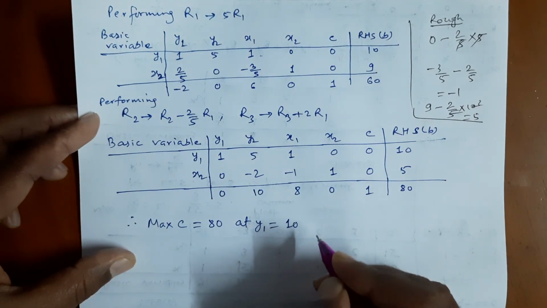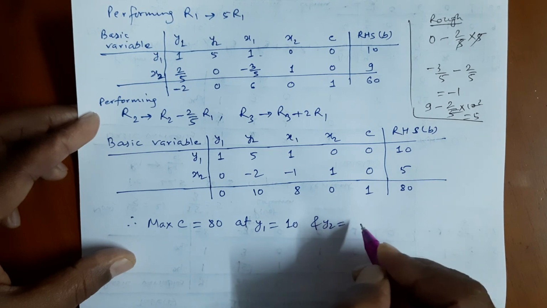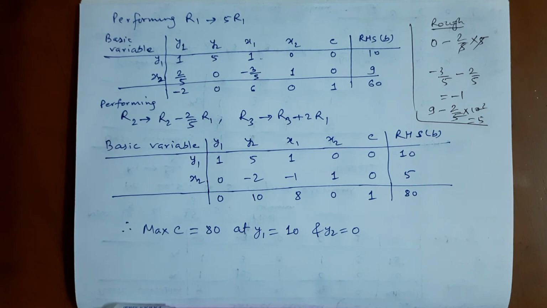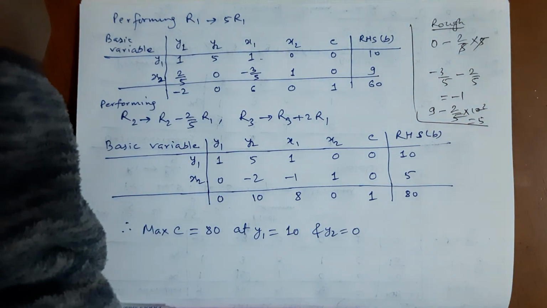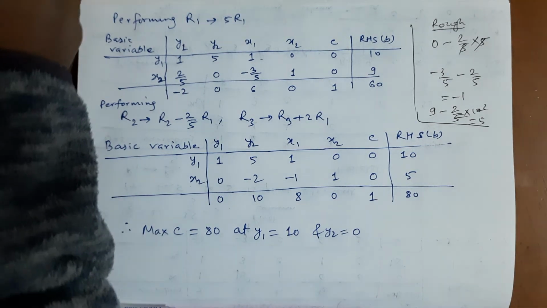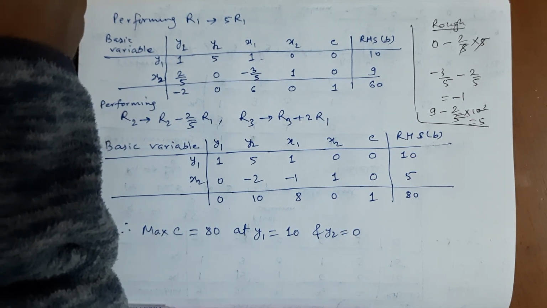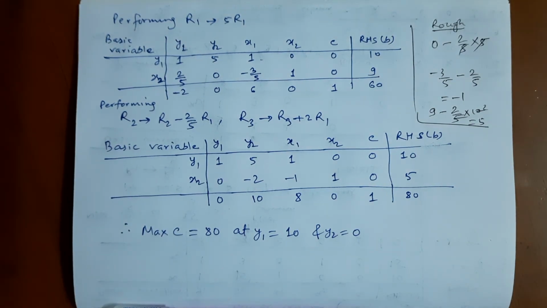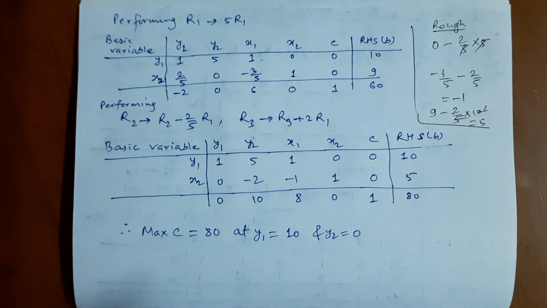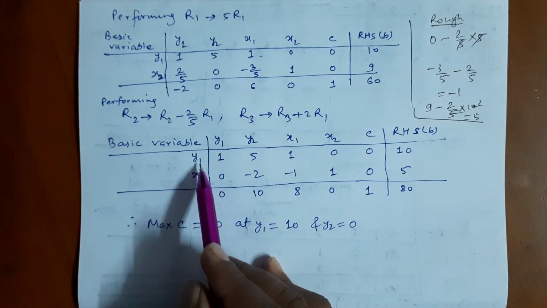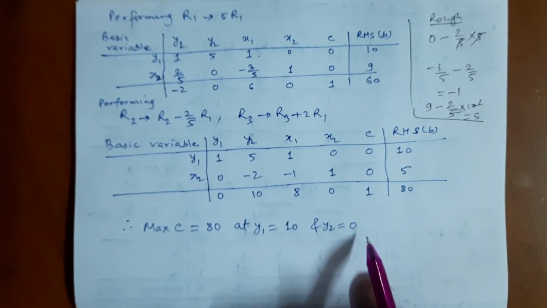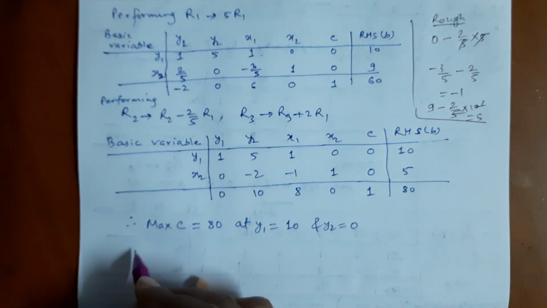This became a basic variable, so we have got its value, but this y2 is not a basic variable, so y2 will be 0. According to the definition, the variables that are non-zero are called basic variables, and the variables that are zero are called non-basic variables. So here y1 is a basic variable, non-zero, its value is 10, but y2 is a non-basic variable, so its value becomes 0.